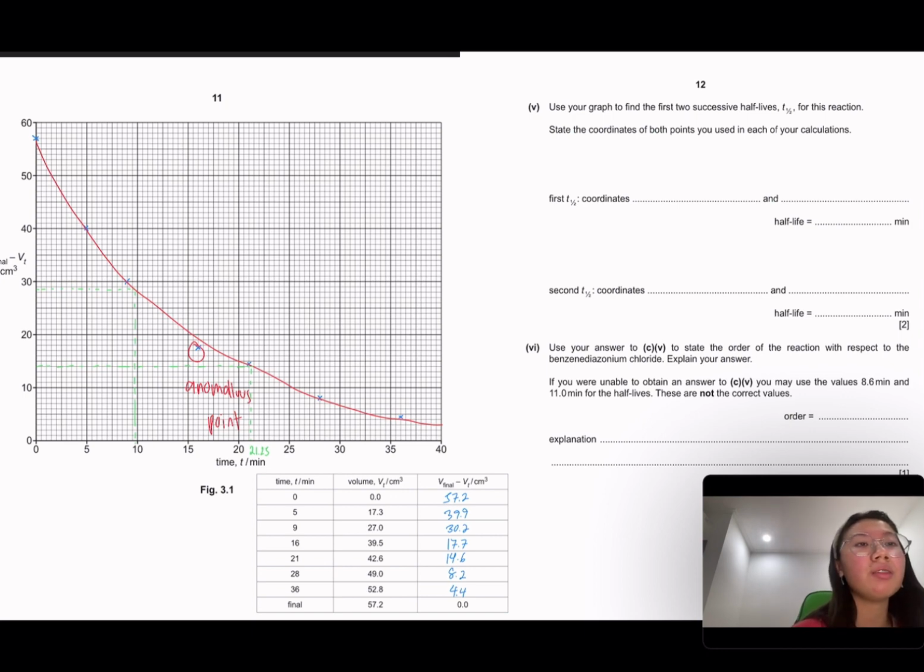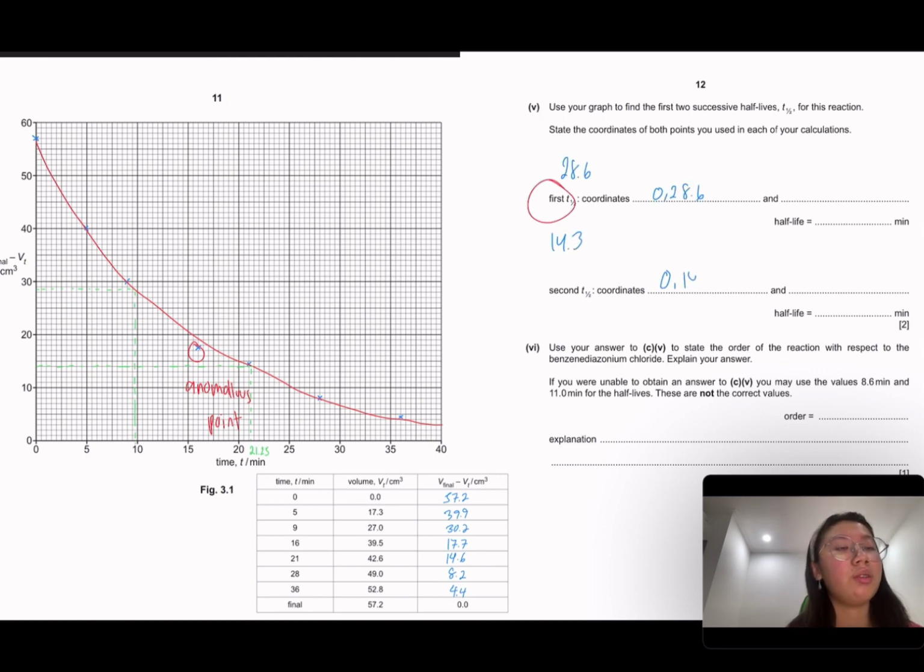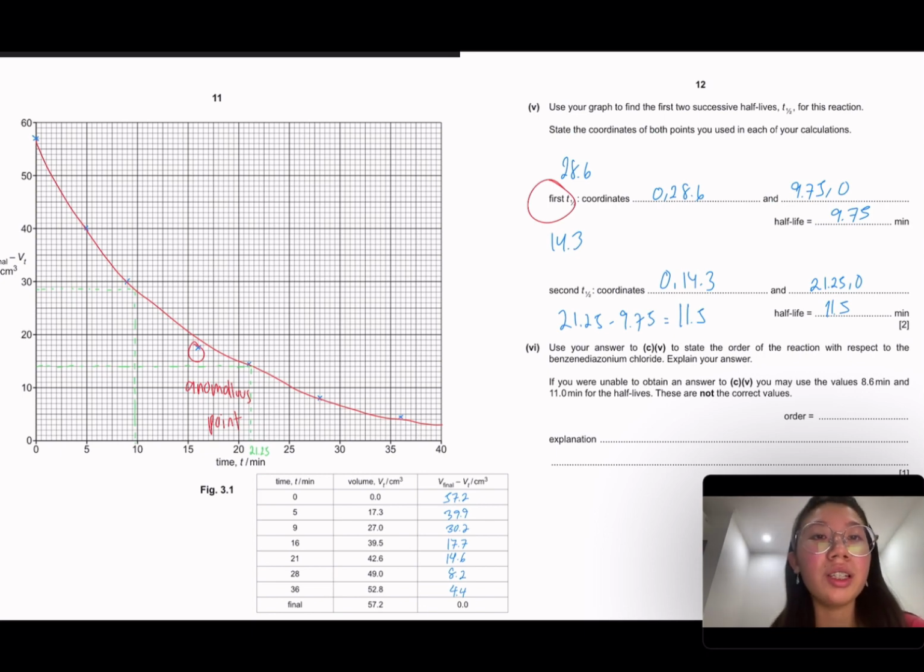And we'll go to question V. Use your graph to find the first two successive half-lives for this reaction. Half-life, self-explanatory. So half of 57.2 is 28.6. I have plotted it with the green dotted line. That'll be 28.6. It reaches the 9.75 mark. So 9.75 minutes. And then the second half-life, again, it's the second green dotted line. It's slightly on the bottom.